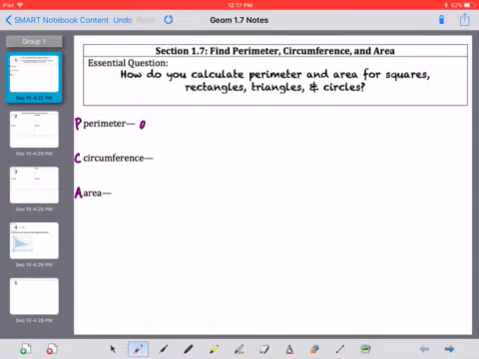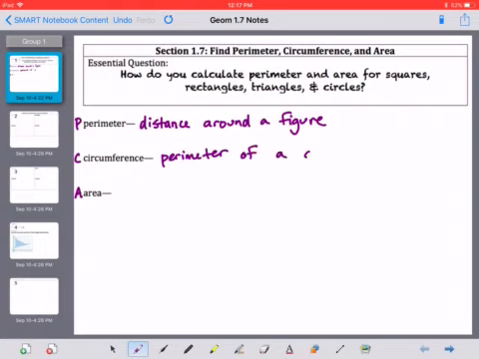And perimeter is just the distance around a figure. So if we're going to put a fence around a figure, that would be its perimeter. The circumference is also a perimeter, but it is the perimeter specifically of a circle. So it's a distance around a circle. And the area is the square units that cover a figure.